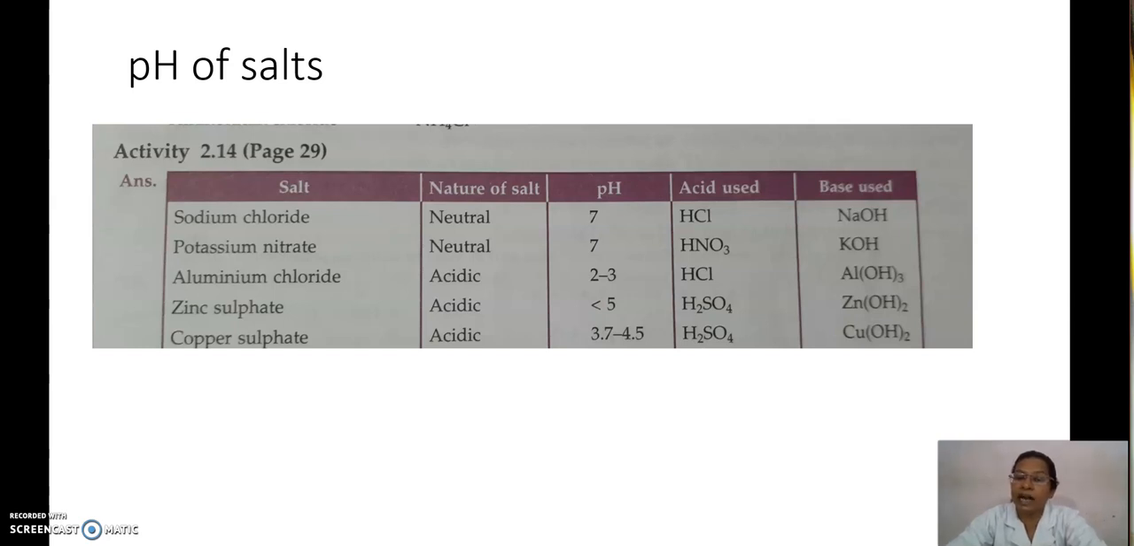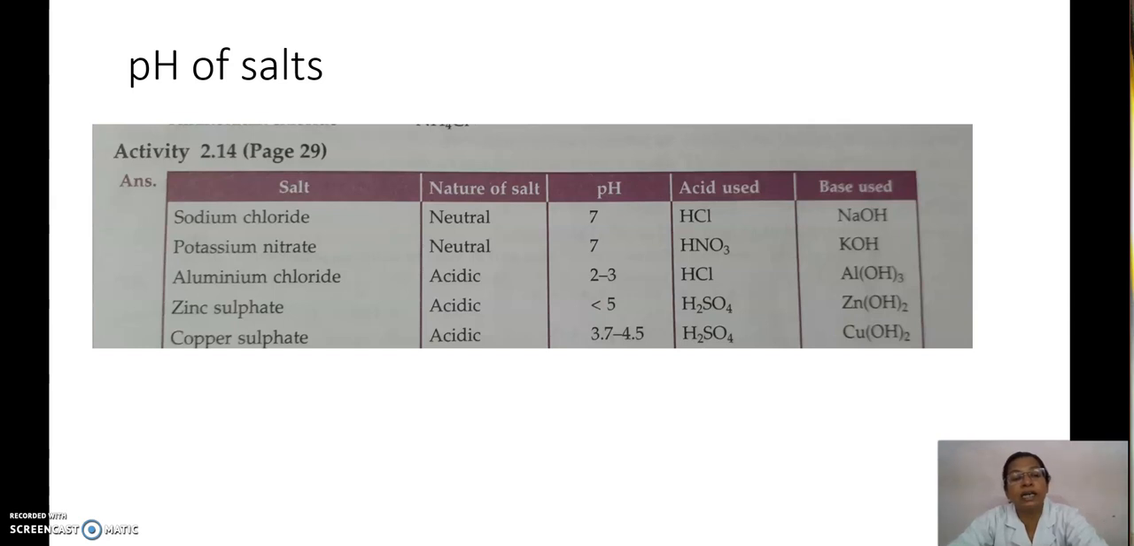Then the third category is that if the acid is weak and the base is strong. I'll tell you one example, sodium hydroxide, potassium hydroxide, these bases are very strong. If these bases combine with carbonic acid, which is a weak acid that we use in soda water, or acetic acid or vinegar, that acetic acid is a weak acid, in such cases the salt formed will be basic, because here the base is stronger than the acid.